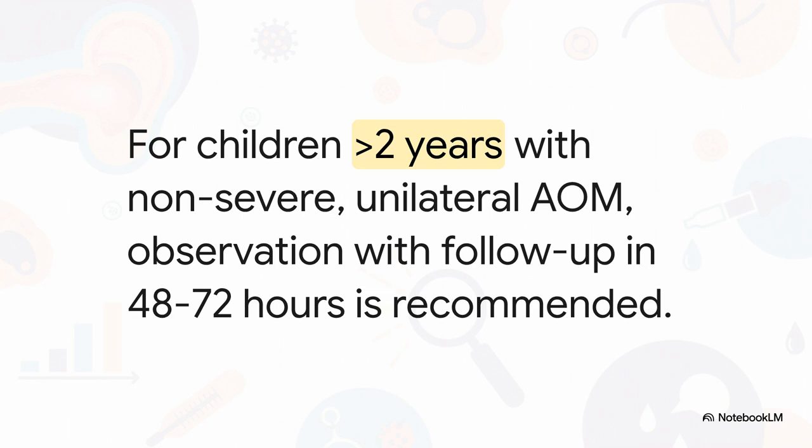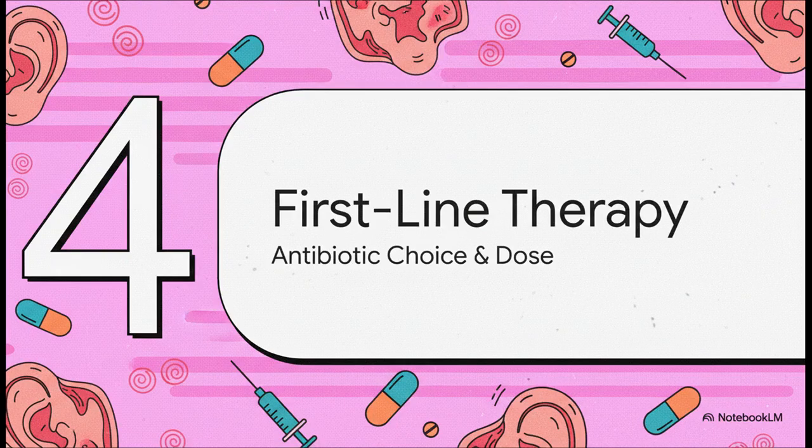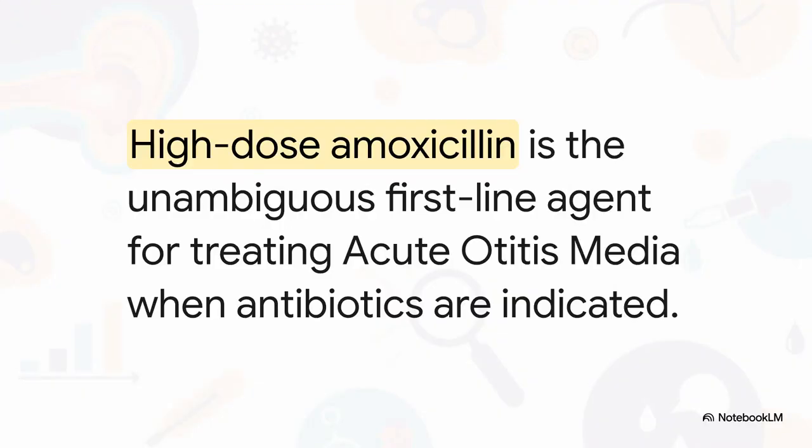This is based on strong evidence that a lot of these cases get better all on their own. Moving on to Module 4. Now, for the group of patients who do meet the criteria for antibiotics, what's the recommended first-line agent and how exactly should we be dosing it? The guideline recommendation here is totally unambiguous. High-dose amoxicillin is the first-line therapy for acute otitis media, as long as the patient doesn't have a contraindication.